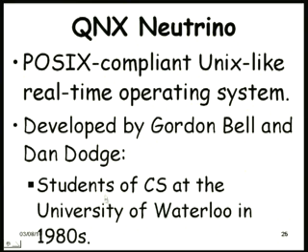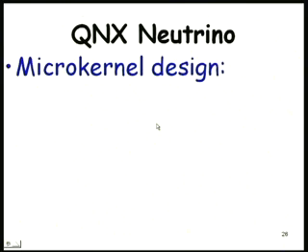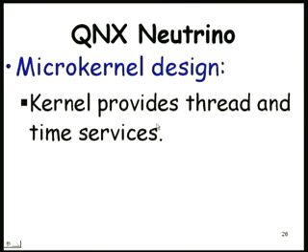Two computer science students at the University of Waterloo in the 1980s, Gordon Bell and Dan Dodge, developed it as students, and then both of them set up their own company, the QNX Corporation, and they started developing it. Initially, of course, it had very basic features as a student project, but they kept on developing it, and it became a full-fledged and good real-time operating system. It is a microkernel design.